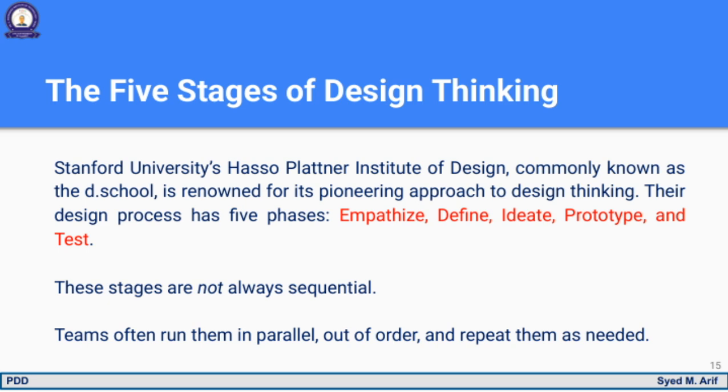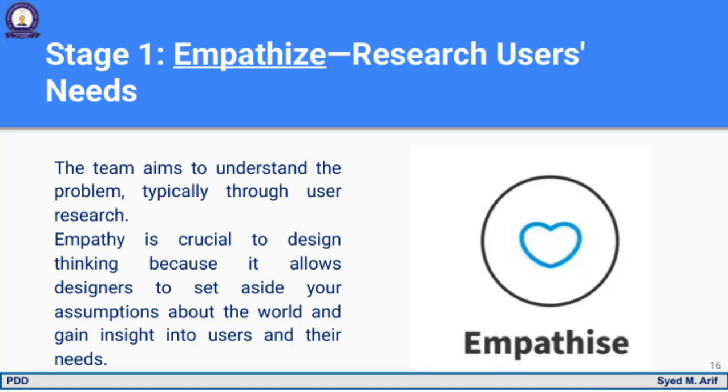So the key takeaway here is that these 5 stages are interconnected and dynamic, allowing teams to refine their ideas continuously. This approach aligns perfectly with the overall theme of innovative problem-solving and staying adaptable in a fast-changing world. On this slide, we see that the team's goal is to understand the problem thoroughly, and the best way to do that is through user research.